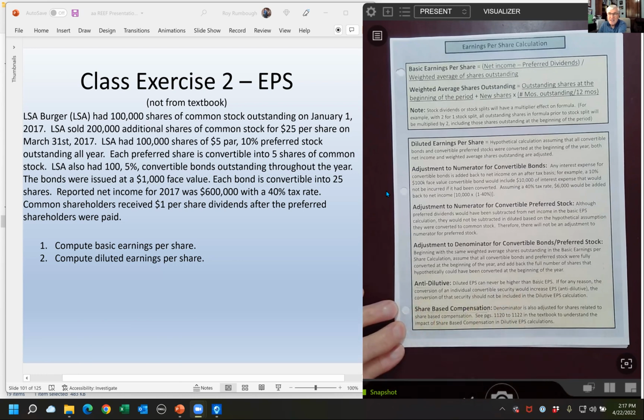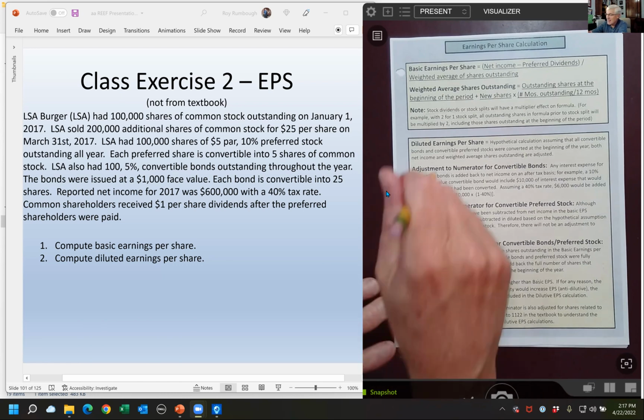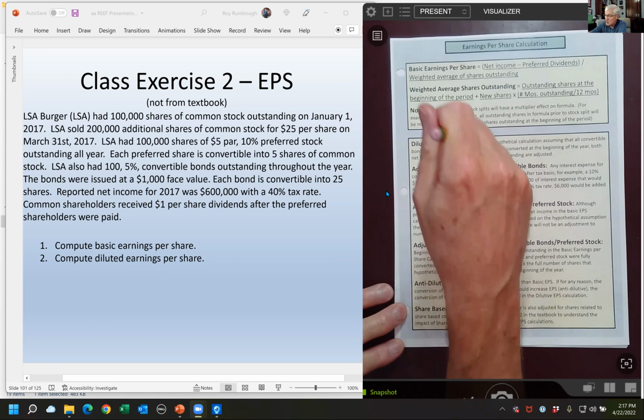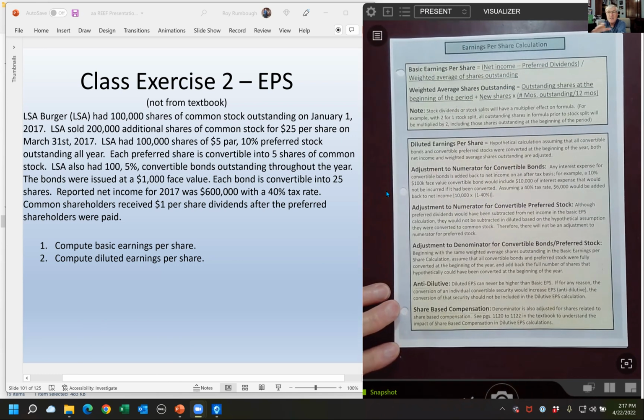Anti-dilutive: if in these calculations we would actually increase earnings per share. Maybe we added so much interest back that the addition of shares wasn't enough, and so the diluted calculation was greater than the basic. We ignore that because we're only looking for things that are going to be dilutive, that reduce the earnings per share. So that's what we're going to care about.